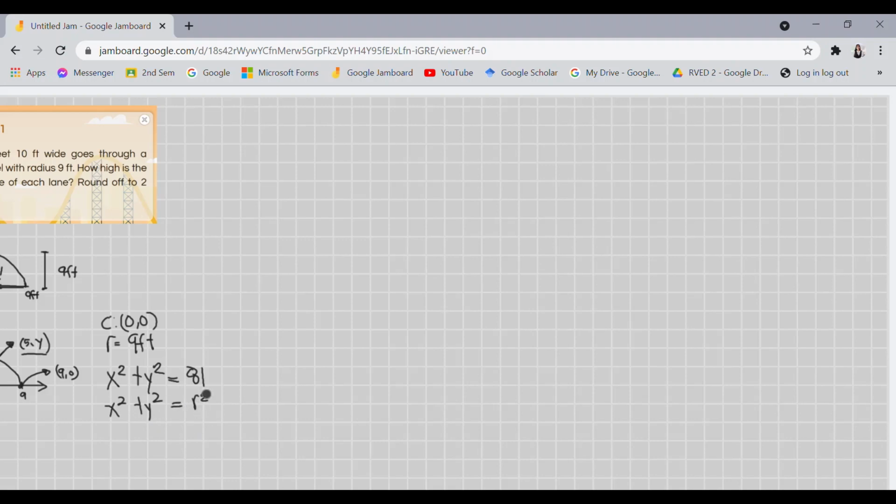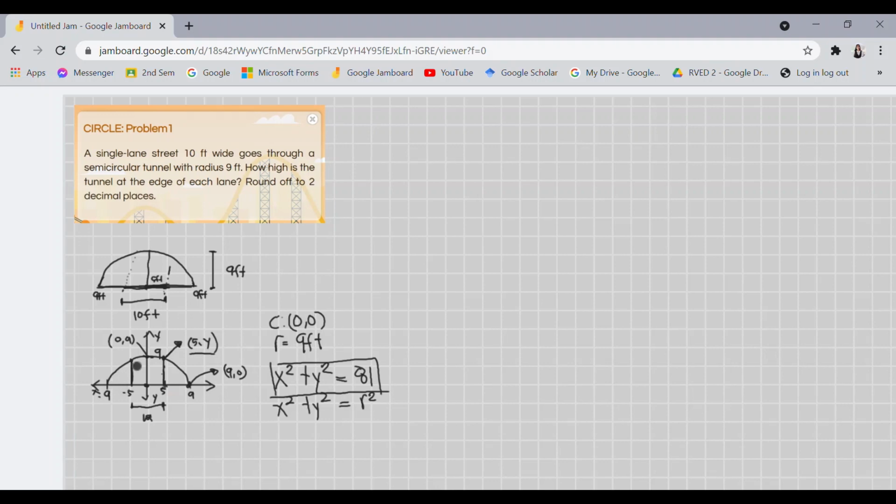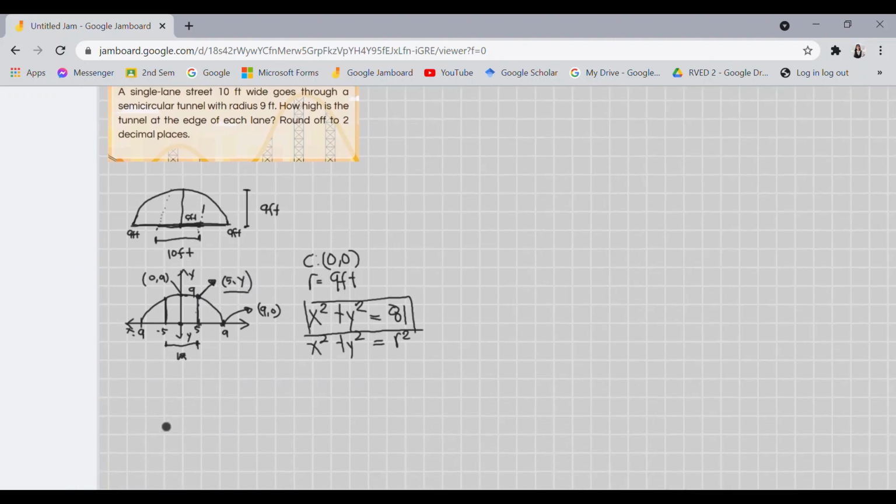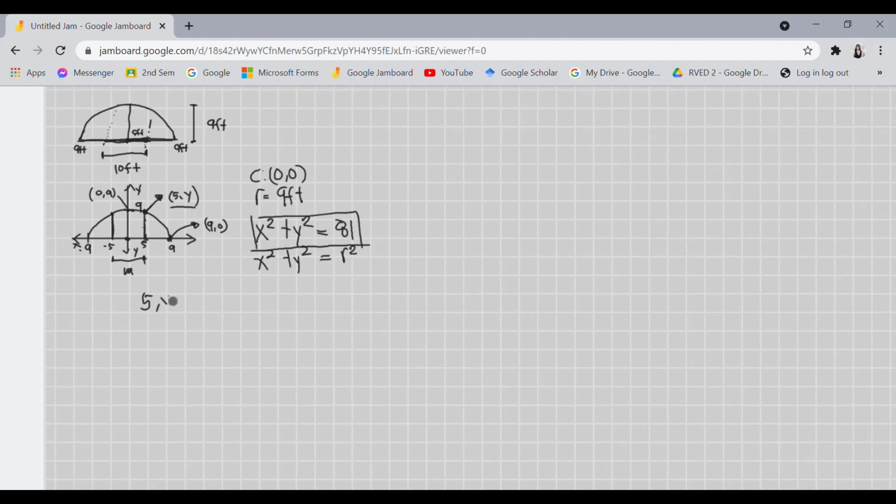Okay? So, ang r natin is 9. The square of 9 is 81. This is now your defining equation. Defining equation meaning any points here is true to that equation. So, to find the unknown at this point, we will substitute 5, y to our defining equation. So, we have 5, y, and then we have x squared plus y squared is equal to 81. Substitute x and y, we have 5 squared for x, and then y is unknown, so we have y squared. 5 squared is 25 plus y squared is equal to 81.